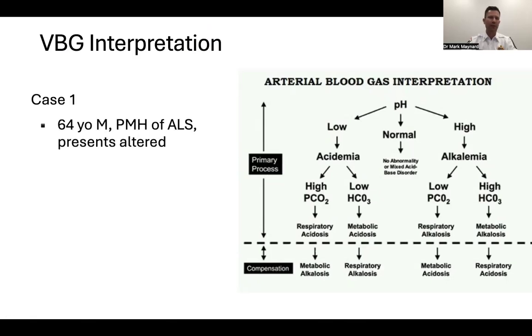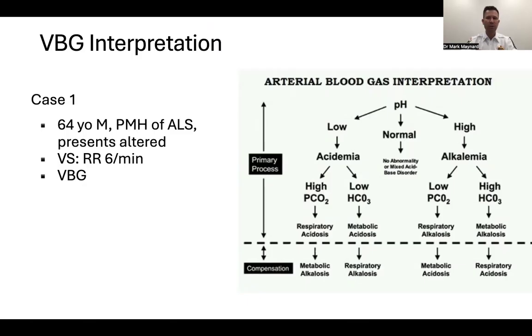So case number one, you've got a 64-year-old male. He's got a past medical history of ALS, or Lou Gehrig's disease, and they present for altered mental status. And we notice that a remarkable vital sign is that the respiratory rate is very slow, only 6 per minute. And that goes along with ALS, right? Because they lose their capacity to control their diaphragm.